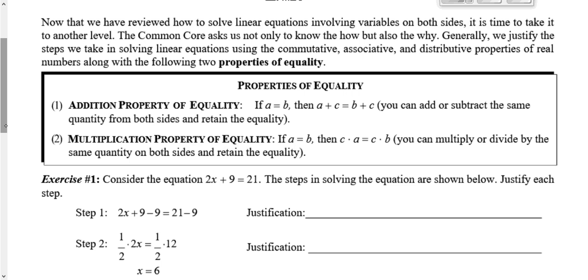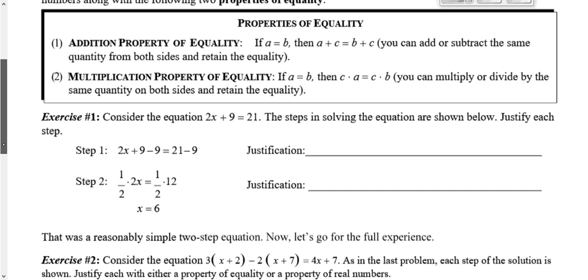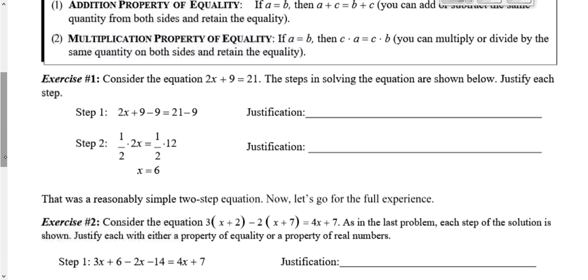Okay. So here's a bunch of equations, and we're going to solve them like we've been solving them, right? But all these things we do to solve them are justified with some certain property. And some of the Regents questions will ask you, they'll have stuff like this, and they'll ask you to write the property that justifies each step, right? So we're going to do that, okay?